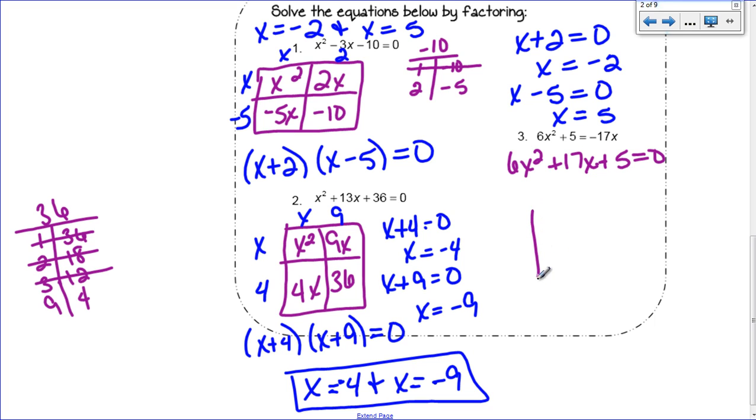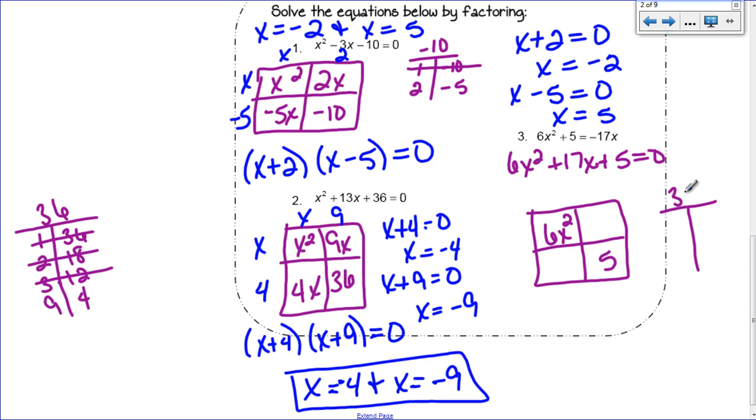And so we're going to draw our box. So I have 6x squared and 5 here, and then remember you have to multiply your first number times your last number. When I do 6 times 5, I get 30. So I've got to come up with two numbers that multiply to equal 30 that add to equal 17. 2 and 15, I'm pretty sure those are them. So we're going to plug them in, and we're going to factor. Either one would have been about right.